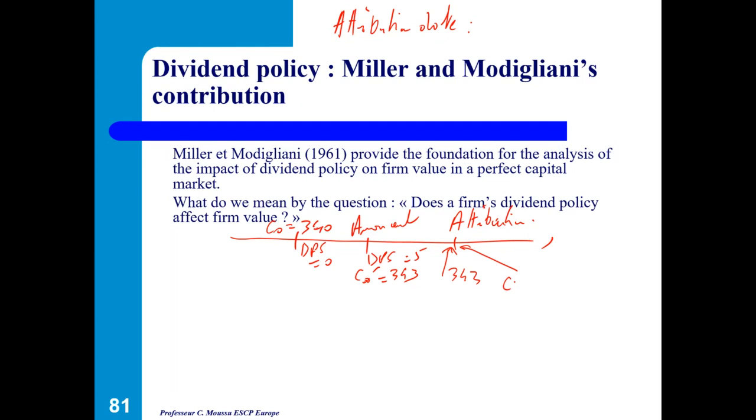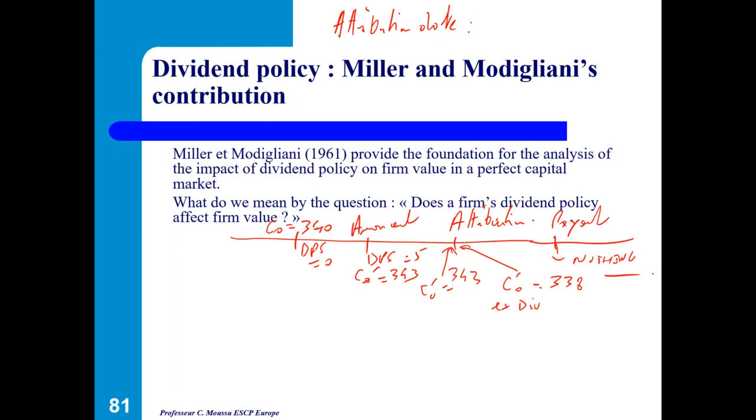So C prime 0 is this, and C prime 0 ex-dividend, so after dividend, is going to be 338. That's normal. The stock price at the date of attribution will decline by the level of dividend. And what is happening at the payment date? When you have your payout here, nothing will happen.